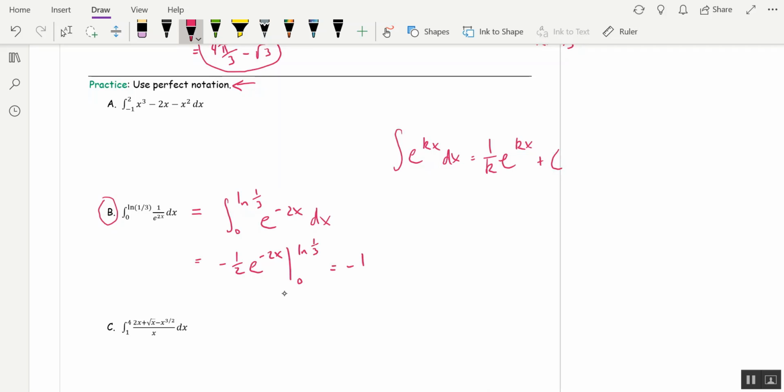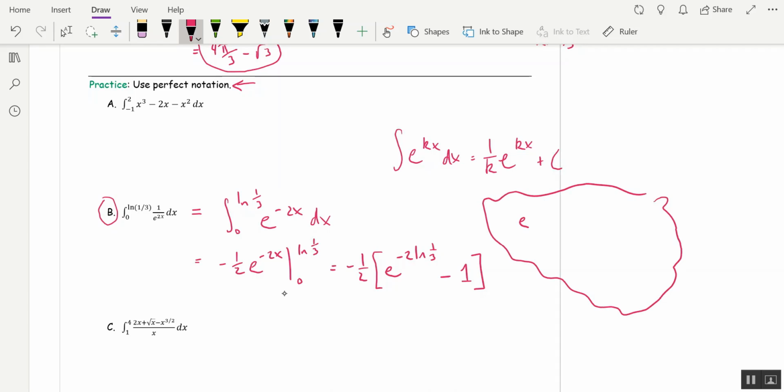Let's pull out that -1/2. I've got e to the -2 ln of a third minus e to the 0, which is 1. Okay, and then I'll do my scratch paper over here. e to the -2 ln of a third. Before I can cancel the e and the log, I need to bring the -2 up as an exponent. That's e to the ln of a third to the -2.